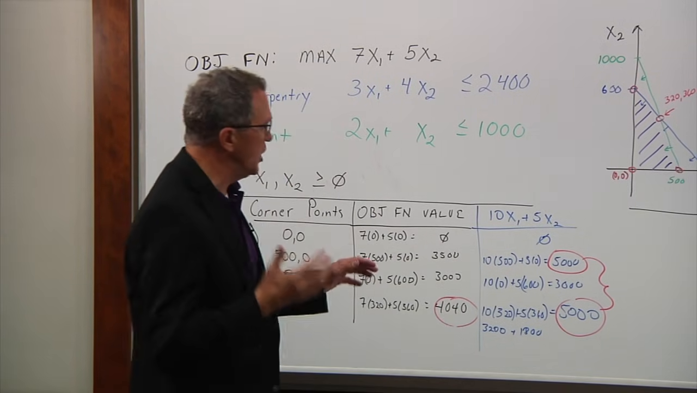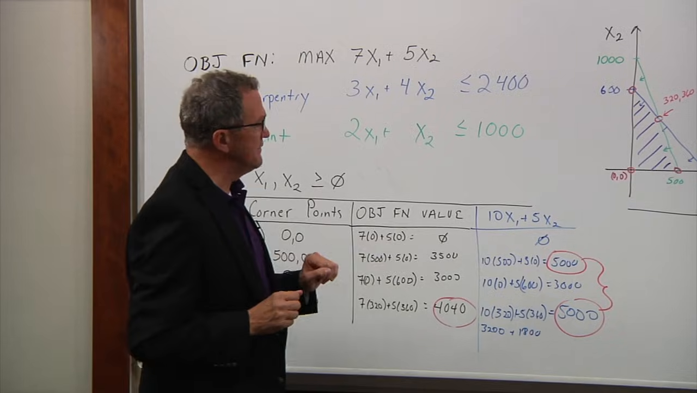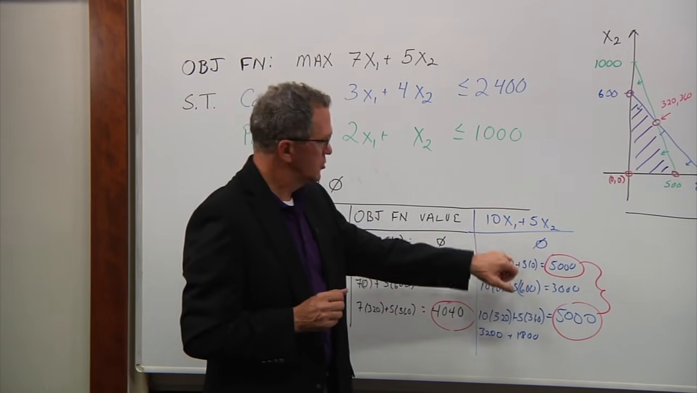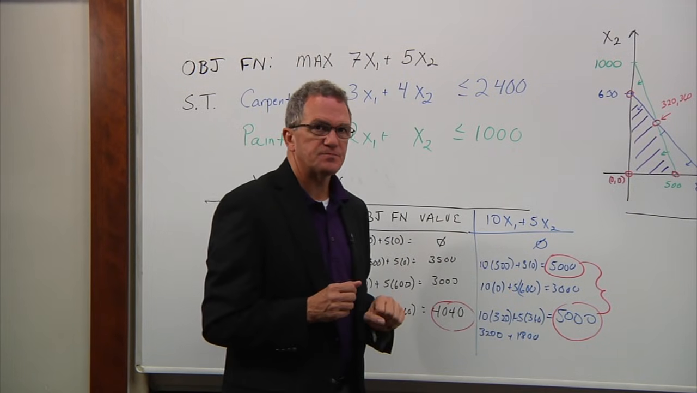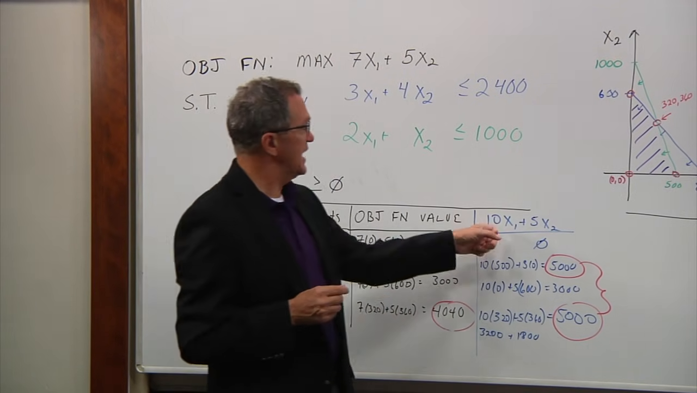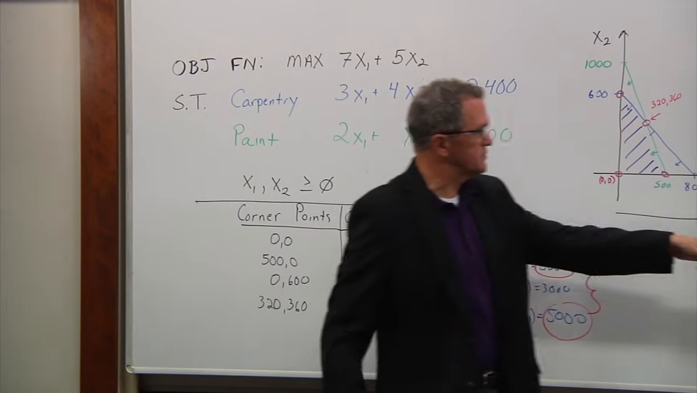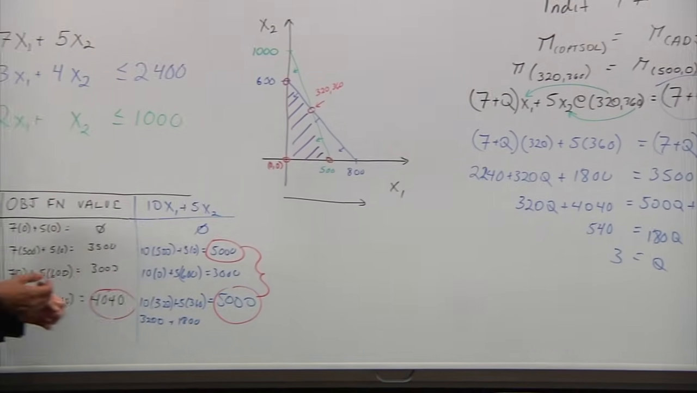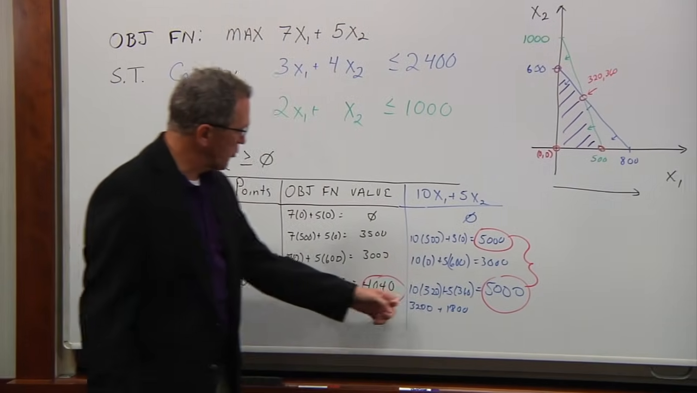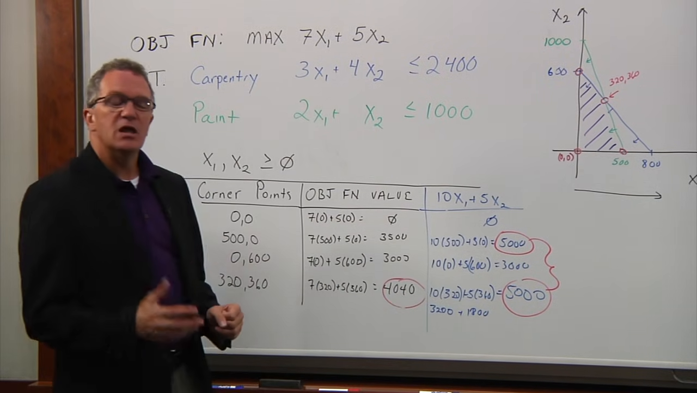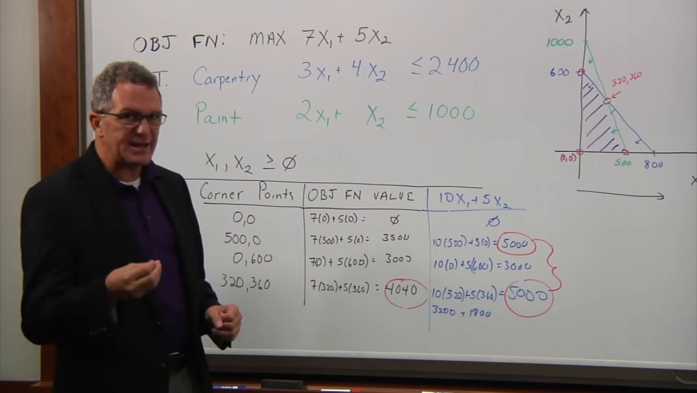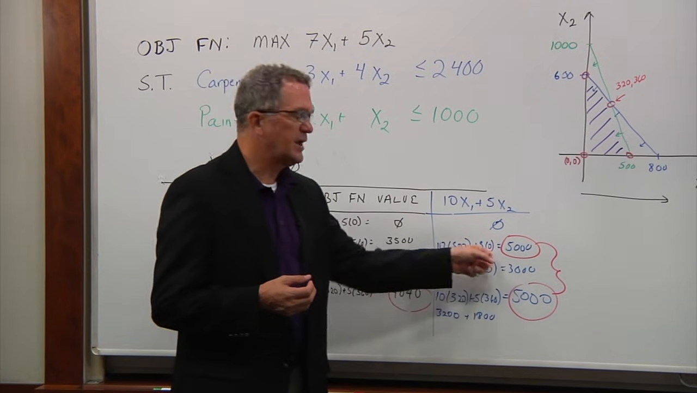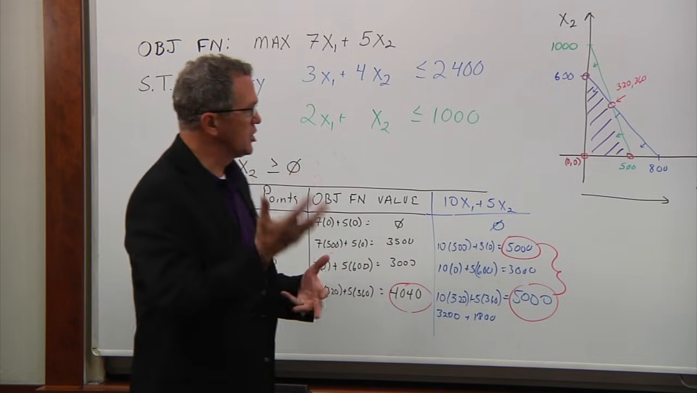What good is that? Well, we know that if profit margin for tables is $10, we can choose either of these mixtures. On the other hand, if it's $9.99, if it only goes up $2.99, 7 plus 2.99 is 9.99, it would still be higher profit for us to make 320, 360. If the profit goes to $10 and a penny, we would make more money by making all tables, 500 tables, and no chairs.